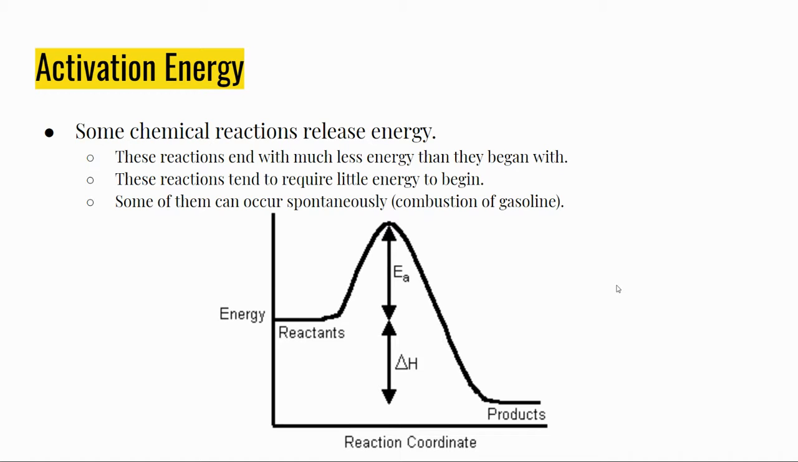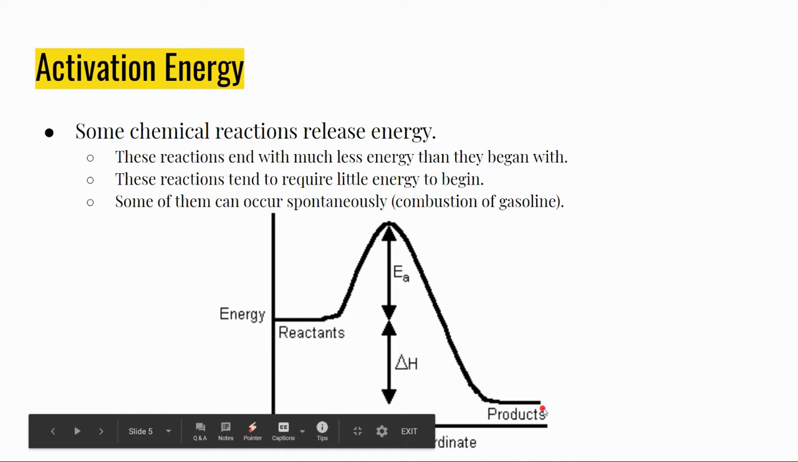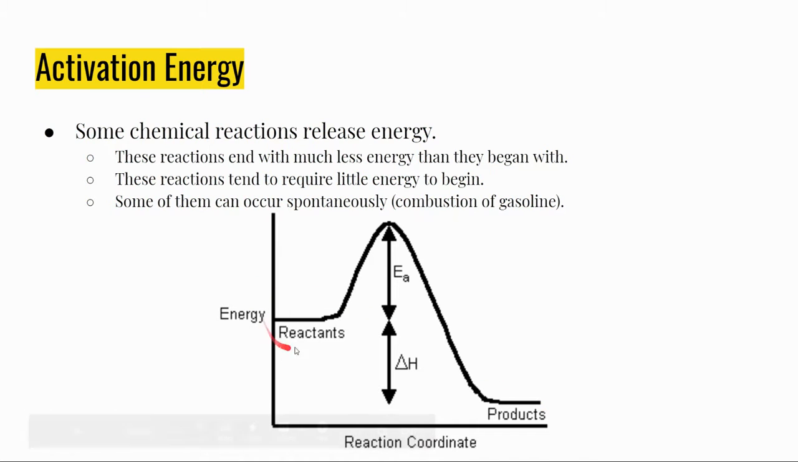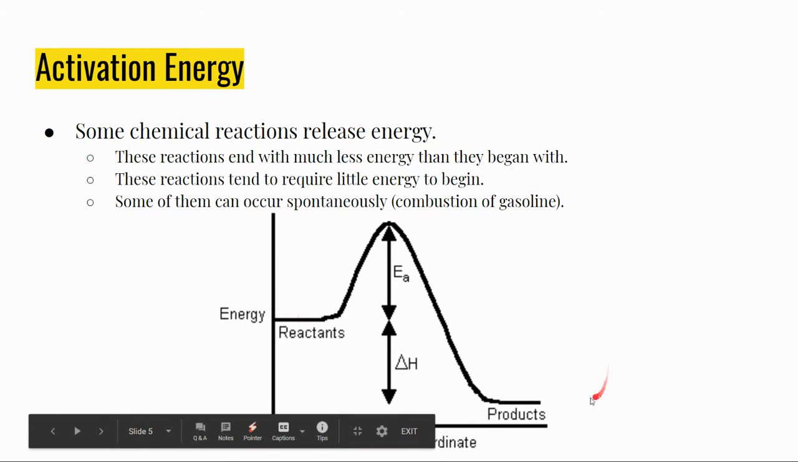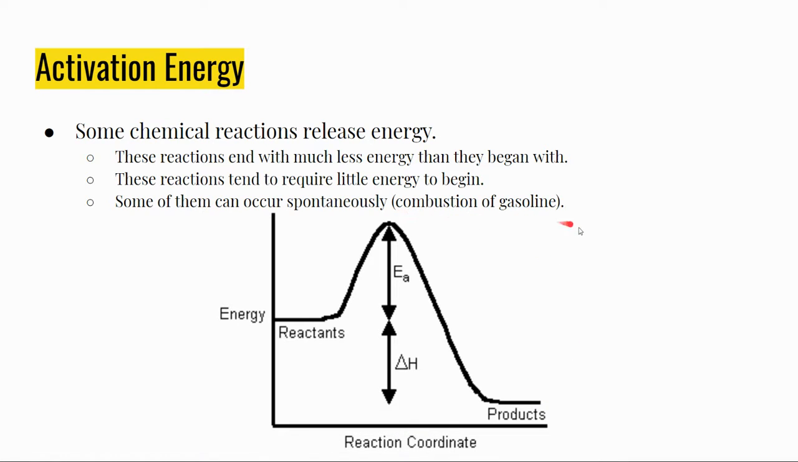In comparison, some reactions end with less energy than they start with. And these reactions tend to not require as much energy to get started. And once they get started, it happens very quickly. How do we know we're losing energy here or we're releasing energy? Where we start is always higher than where we finish. Okay? The energy at the reactant's point of the graph is higher than the energy at the product's point of the graph. An example of this is combustion of gasoline. Okay, it doesn't take a whole lot of energy to get that started, and once it gets started, it goes pretty quick.